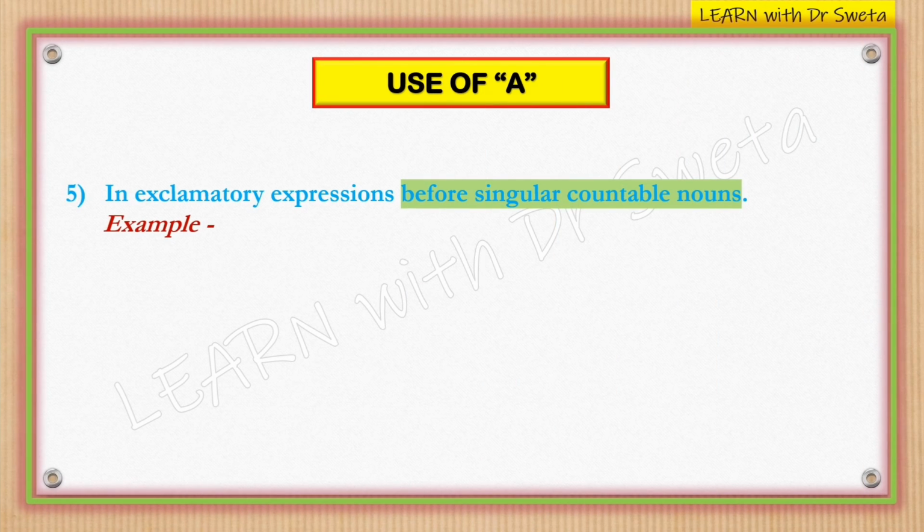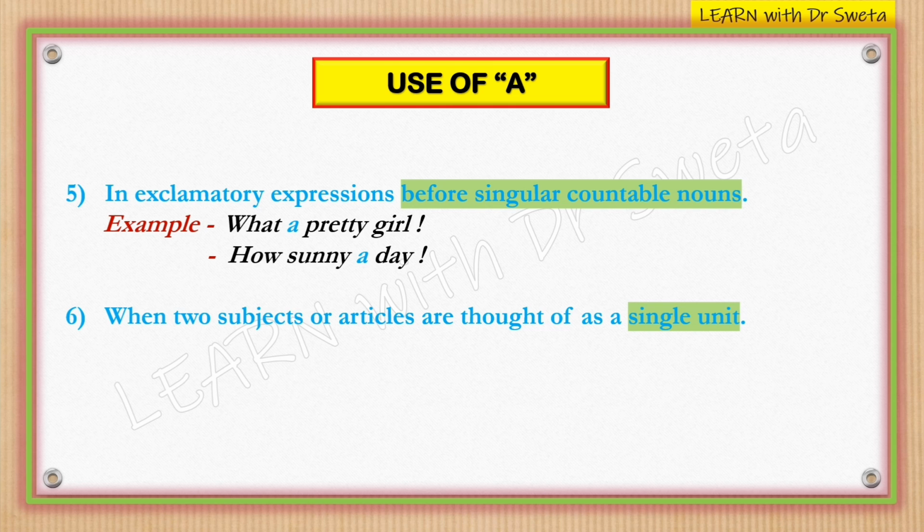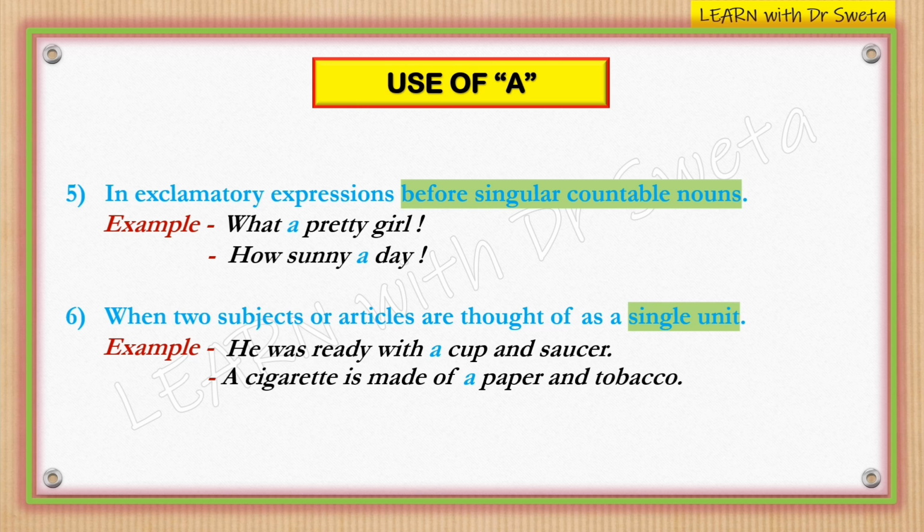Next is in exclamatory expressions before singular countable nouns. So, a is used in exclamatory sentences to emphasize a singular countable noun. For example, what a pretty girl, how sunny a day. Next is, a is used when two subjects or articles are thought of as a single unit. For example, he was ready with a cup and saucer. Cup and saucer together as a set. A cigarette is made of paper and tobacco. So paper and tobacco are components of one cigarette.